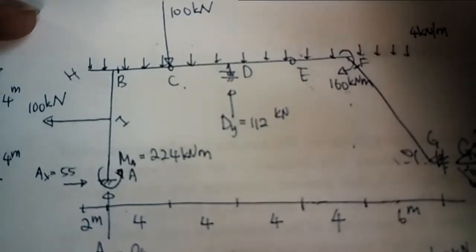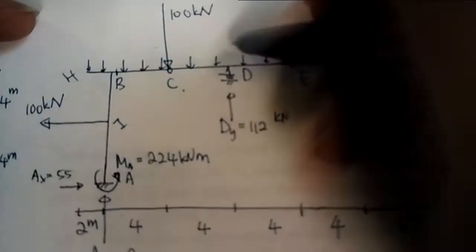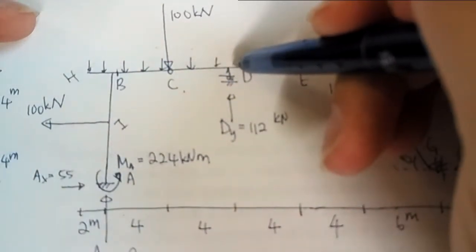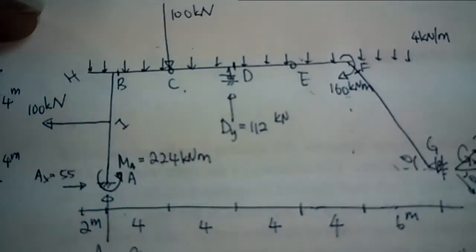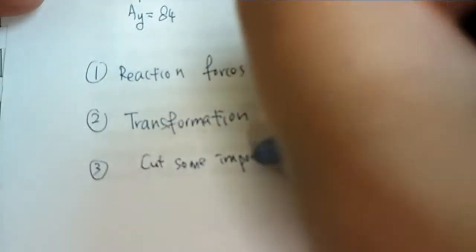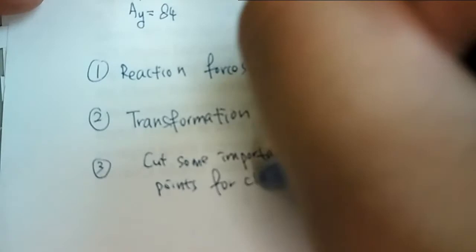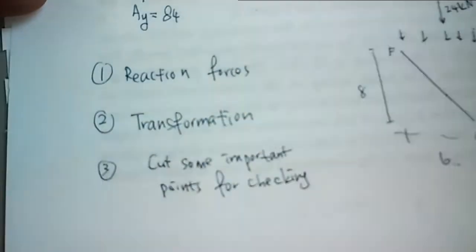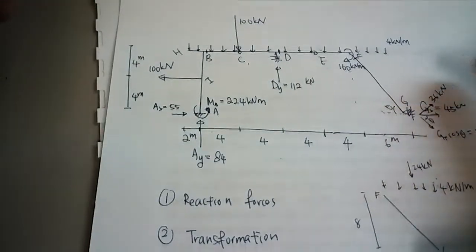So that after I draw all the things, I can check whether the solution is correct or not. For example, I will also cut point D, maybe. We can try to cut point D and see what happens. So cut some important points for checking, so that we can find out whether we drew the shear force and the bending moment correctly or not. So let's quickly go through how we can cut the point and find out the axial force and bending moment.